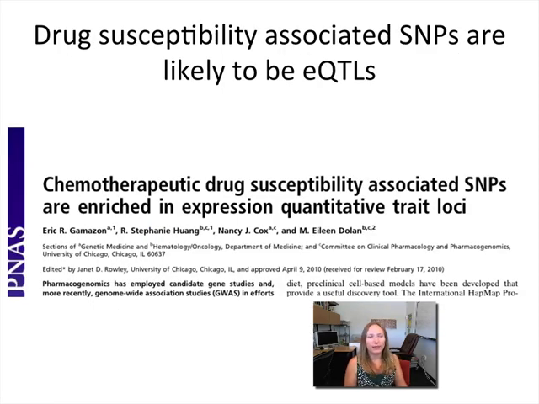Okay, here's a paper that describes how SNPs that are associated with drug response are likely to be EQTLs. So the SNPs that are correlated most with how sensitive or unsensitive you are to a drug are likely to affect gene expression changes. This is from Nancy Cox and Eileen Dolan. They're at the University of Chicago. And the paper is called Chemotherapeutic Drug Susceptibility Associated SNPs are Enriched in Expression Quantitative Trait Loci.